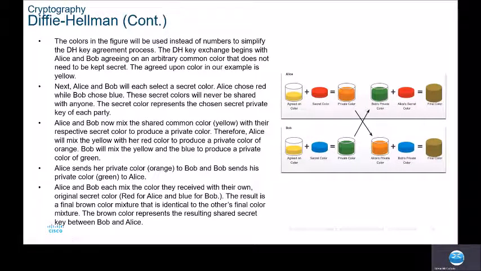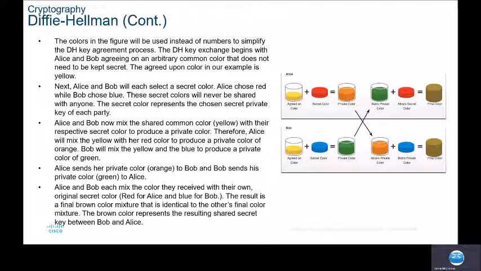So basically, the colors in the figure will be used instead of numbers to simplify the agreement process. DH key exchange begins with Alice and Bob, so A and B, agreeing on an arbitrary common color that does not need to be kept secret. So from there, Alice and Bob will each select a secret color. Alice chose red, and Bob chose blue. Of course, the secret color represents the chosen secret private key of each party.